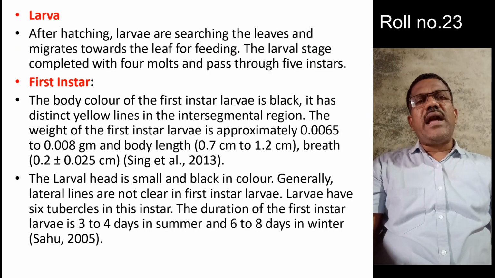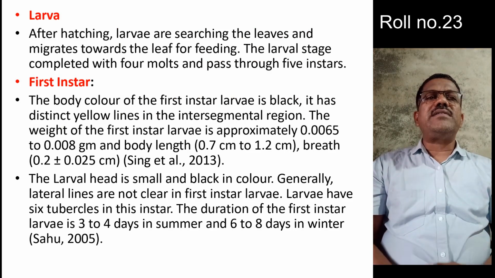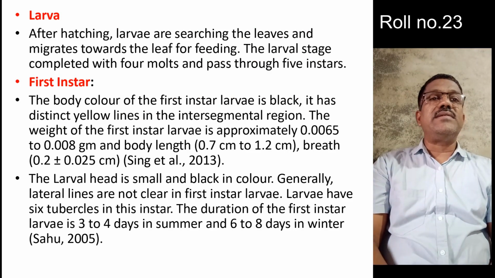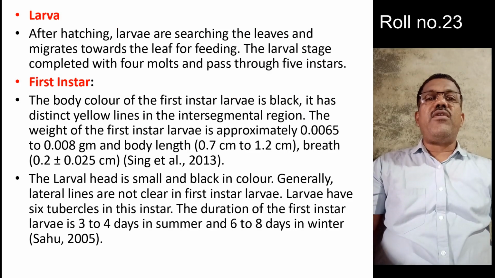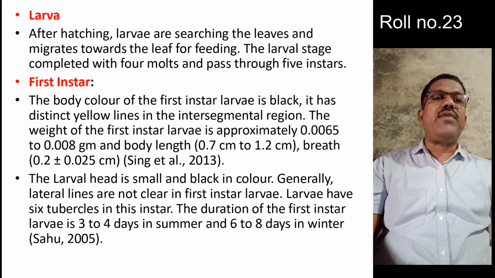In the second stage, the larva. After hatching, the larvae search for food. They migrate towards the leaf for feeding. The larval stage completes 4 molts and passes through 5 instars.